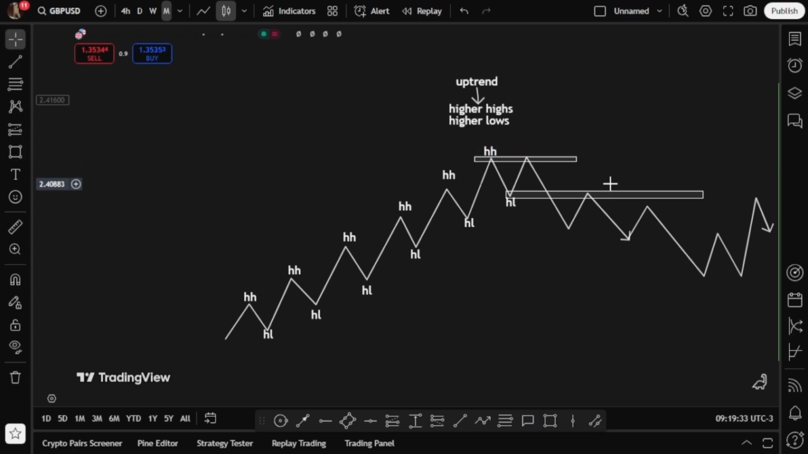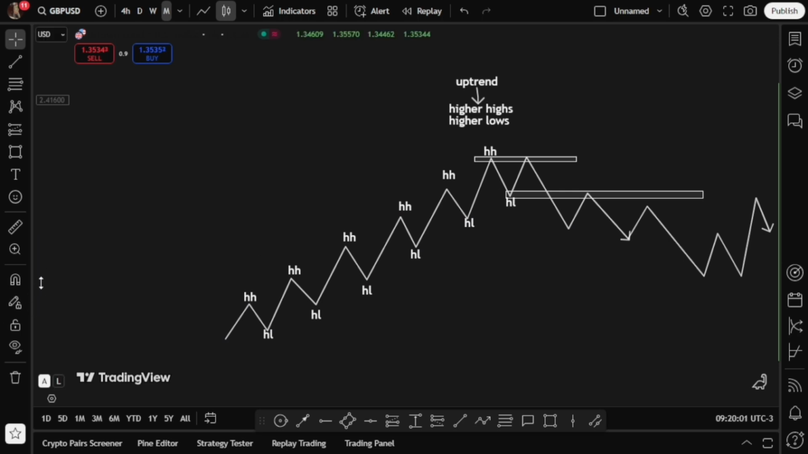When you see a double top, you don't just sell at the peak of that double top if you don't know what you're doing. You wait for price to break the higher low of that uptrend. That is to confirm that price has changed its bias from an uptrend to a downtrend. You wait for price to break below the higher low, and then you wait for a retest of that higher low.